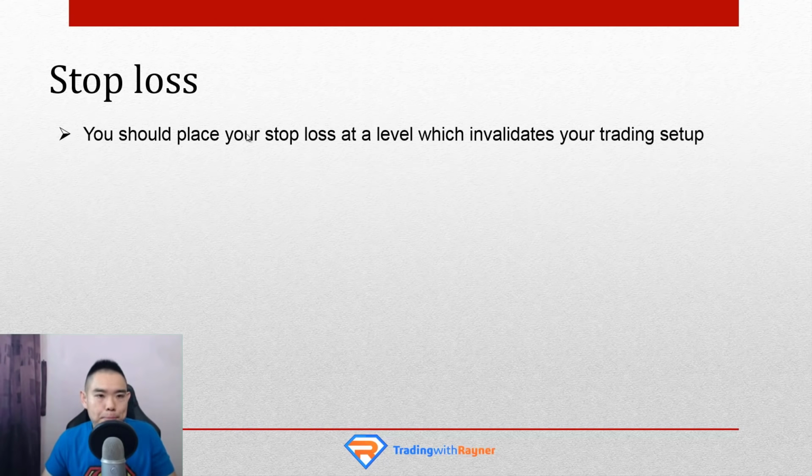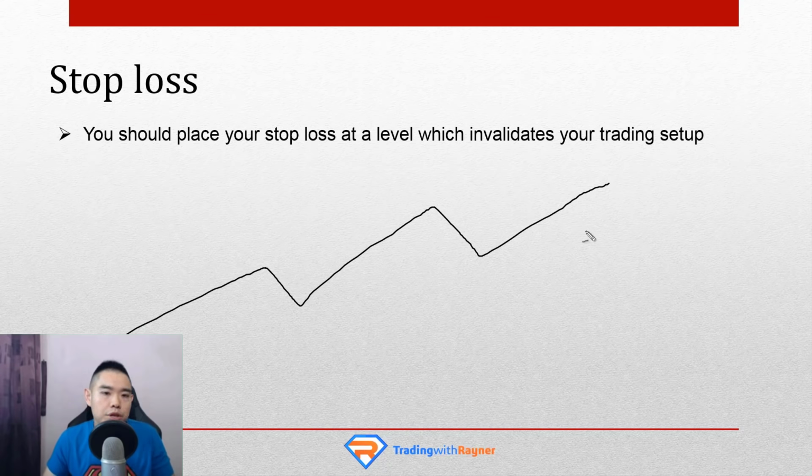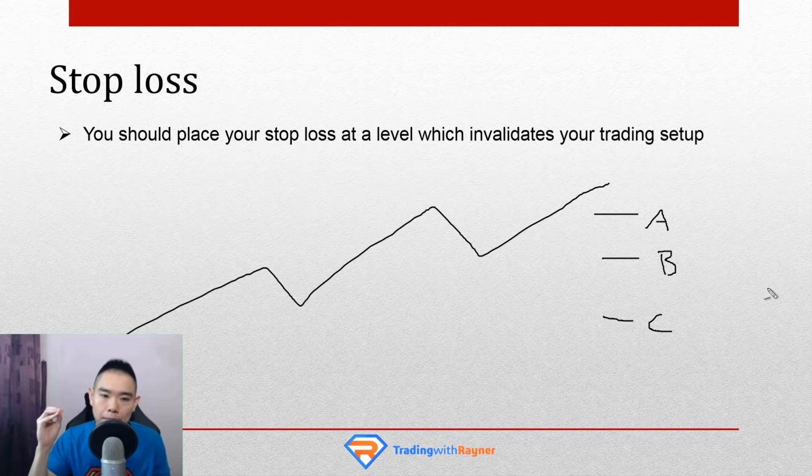Let me ask you, if you look at, let's say, a trending market in an uptrend, at which point would you say this uptrend is invalidated or destroyed? Will it be here? Let's call it point A. Here, point B. Or here, point C. A, B, or C. Take 3 seconds. 1, 2, 3.